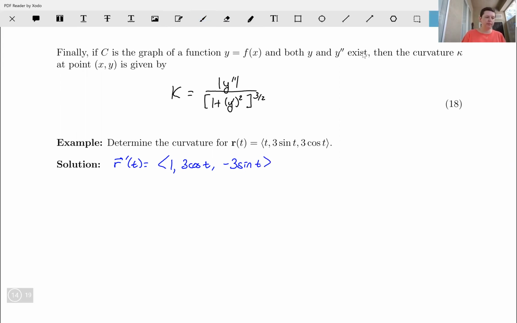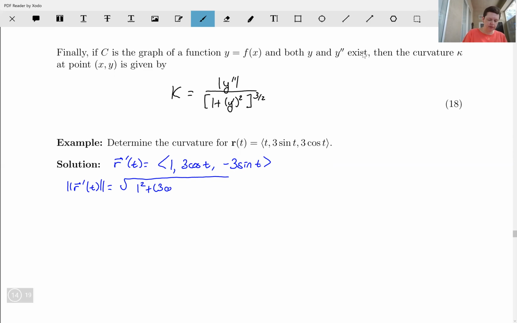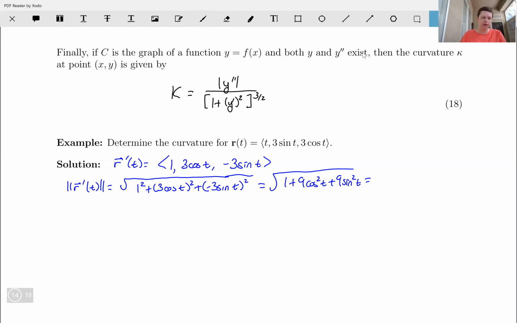And we can find the magnitude of that. It's just going to be the square root of 1 squared plus 3 cosine t squared plus negative 3 sine t squared, which gives us the square root of 1 plus 9 cosine squared t plus 9 sine squared t. You can factor out the 9, and you get cosine squared plus sine squared. So that gives us the square root of 1 plus 9, or the square root of 10.